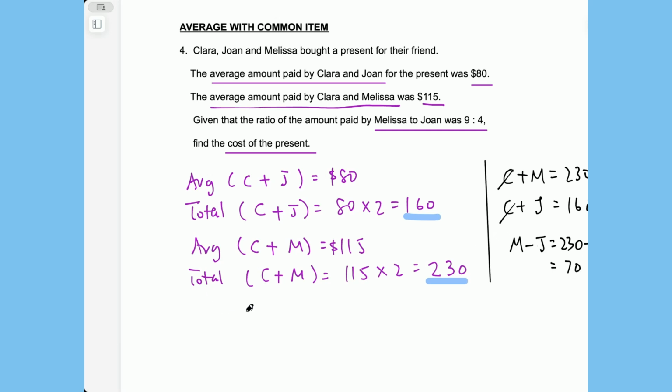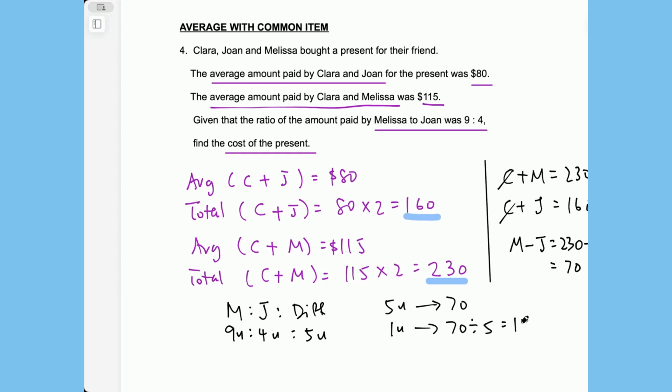Now we are given the ratio that M to J is 9U to 4U. So the difference is 9 minus 4, which is 5U. So now 5 units is actually 70, because the difference between Melissa and Joanne is 70. So 1 unit is 70 divided by 5, which is 14. So now we know that 1U is 14.